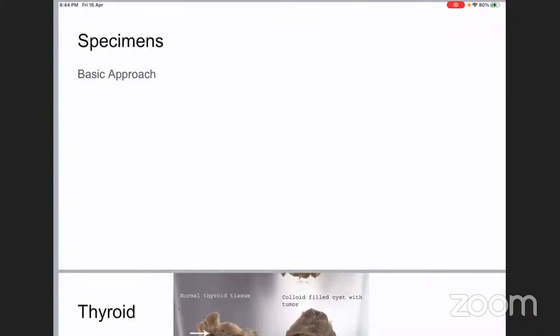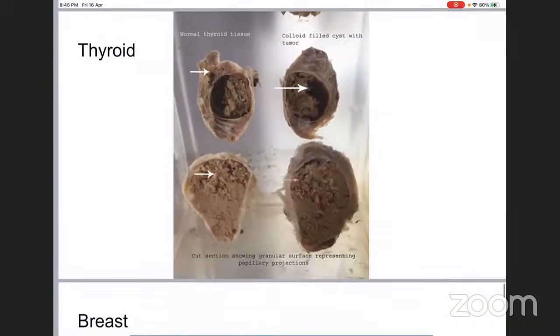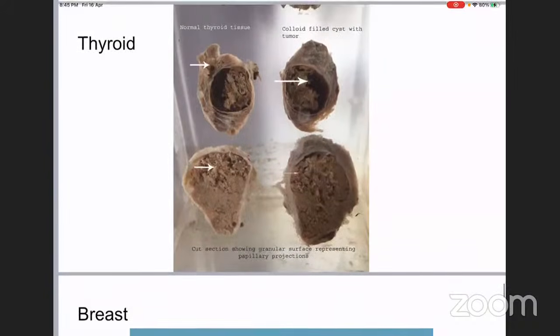So the basic approach is you first identify the organ, and if possible, you also identify the surgery, and only then you comment on the pathology. So here you have a thyroidectomy specimen. The first one shows normal thyroid tissue and the brownish substance inside is the colloid. And that irregular thing that you see there is a tumor, or a growth. It's an adenomatous growth.